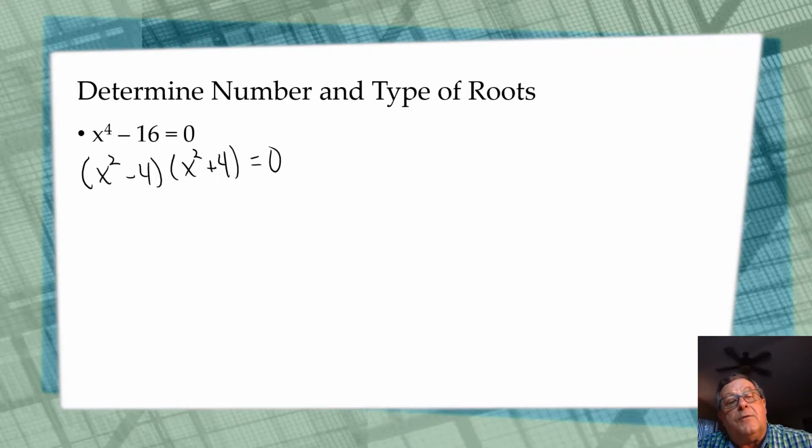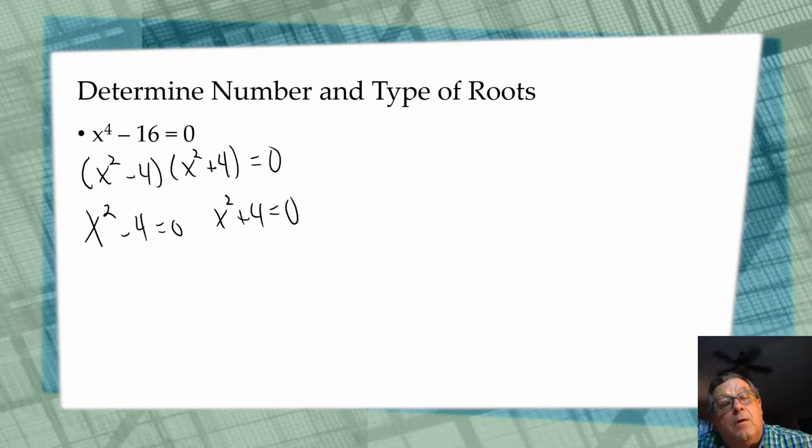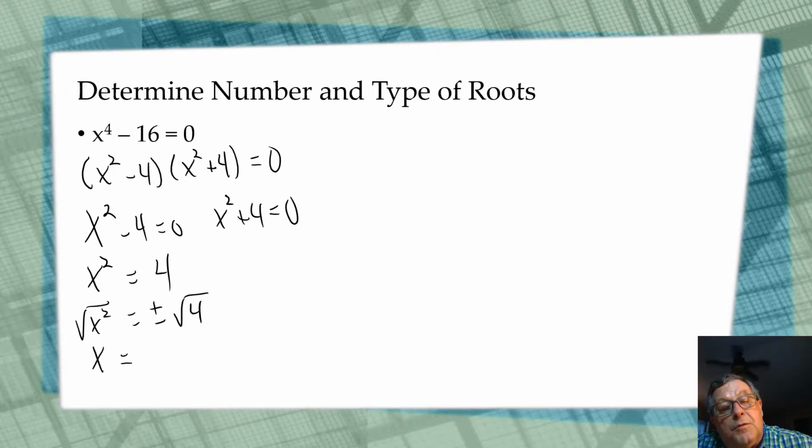Now let's take each factor and set it equal to 0. So I got x squared minus 4 equals 0, and I got x squared plus 4 equals 0. Over here on the left, let's add 4 to both sides. So I got x squared equals 4. And then let's take the square root of both sides. So x is equal to plus or minus the square root of 4, which is 2, correct? I think so.